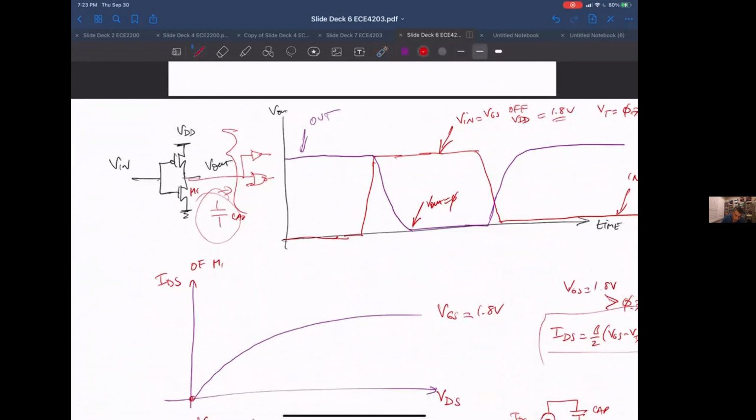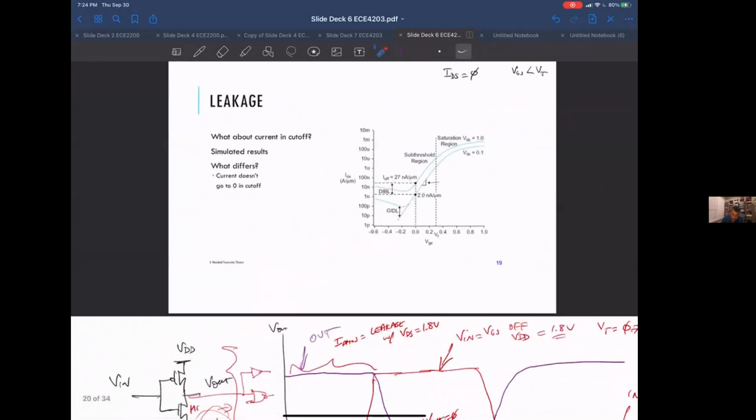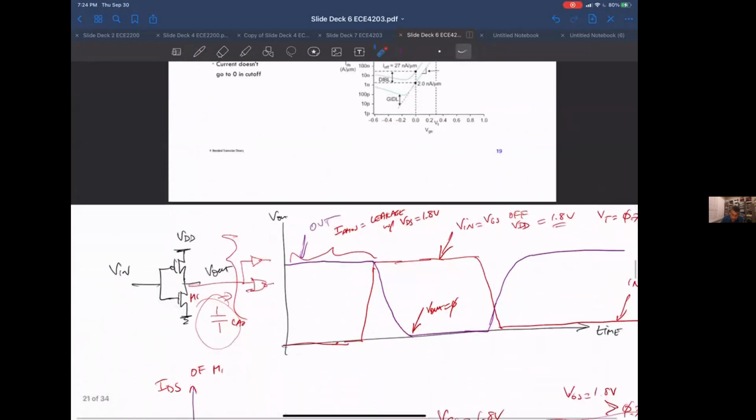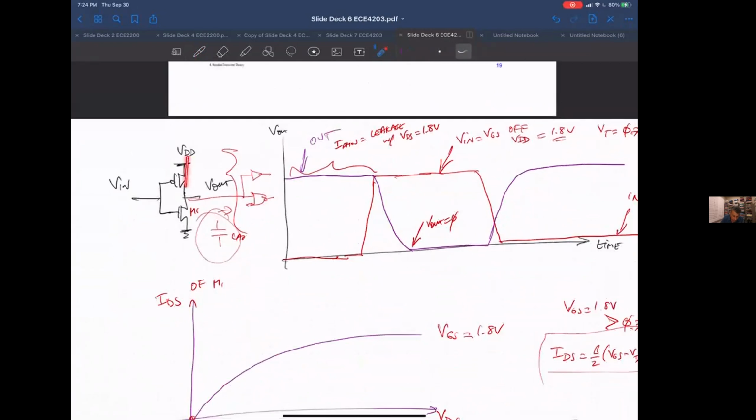So this whole time, the PMOS is going to have leakage current with VDS equal to 1.8 volts. And that current is just going to go from here, whatever that is, 27 nanoamps per micron. It's going to go through here. This guy is on, so that current will just go from power to ground, this leakage current. So here you'll have a leakage current, and here you'll get the vice versa.